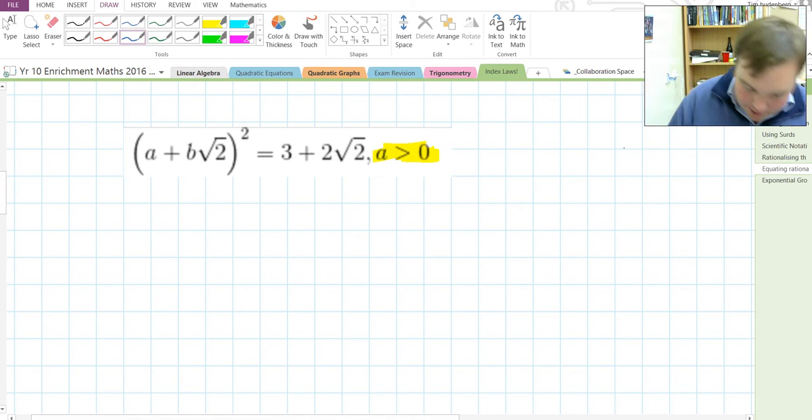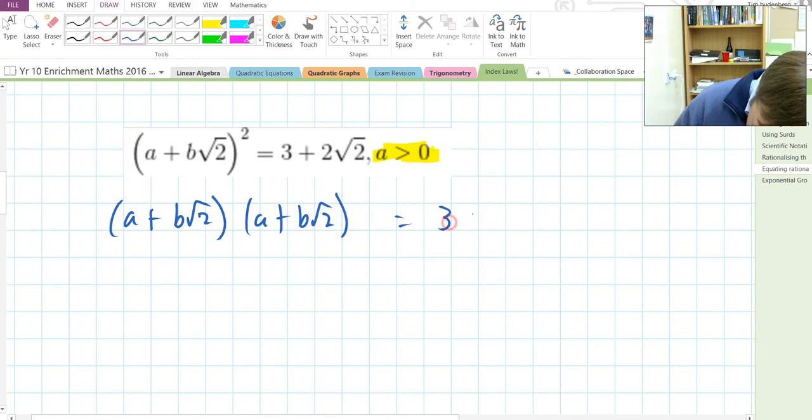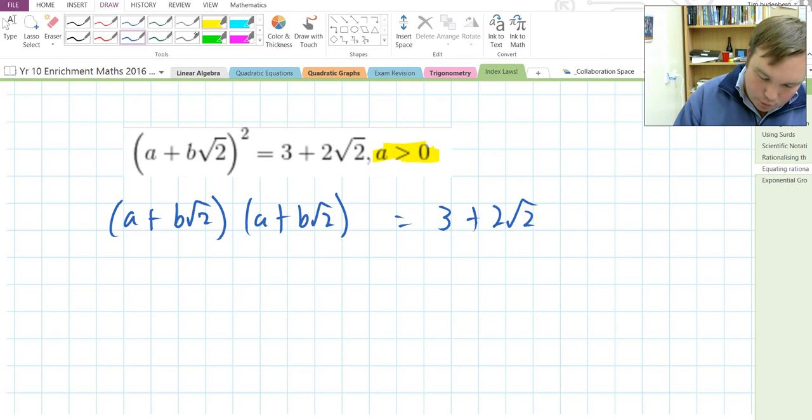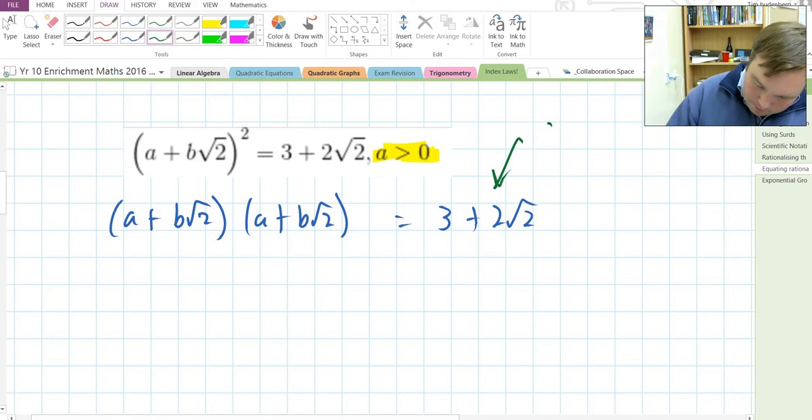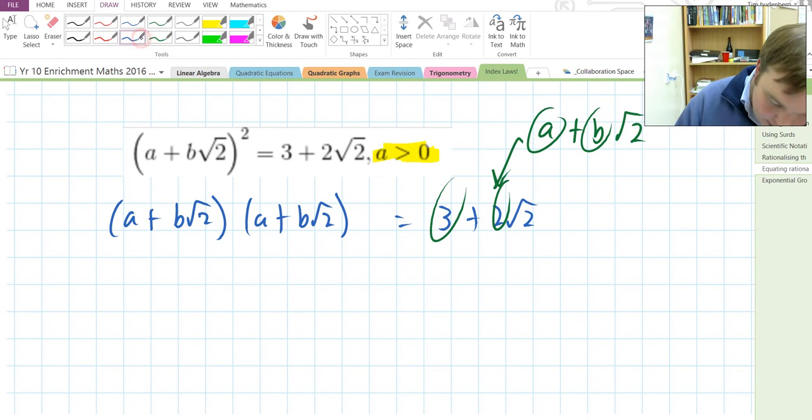Actually, I lied. Let's go with plan A and expand that out. Apologies. a plus b root 2, a plus b root 2 equals 3 plus 2 root 2. What we're aiming for is to write it in the form a plus b root 2. And that way we'll be able to see, well, the a is the 3, the b is the 2. Might not be that easy, but that's where we're going.